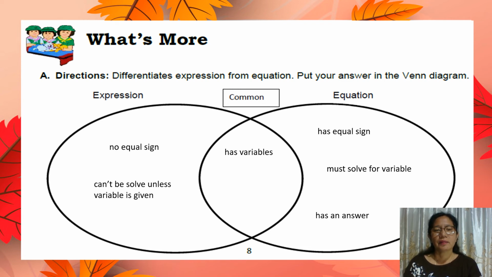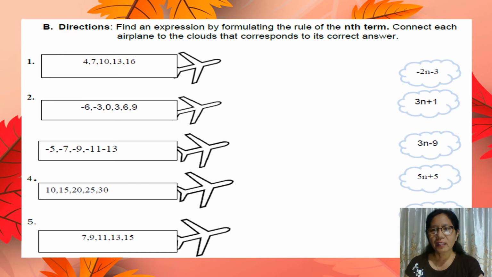Common, both have variables, both have operations, and both have numbers. For letter B, we're going to connect each airplane to the clouds that correspond to the correct nth term rule by using a line.